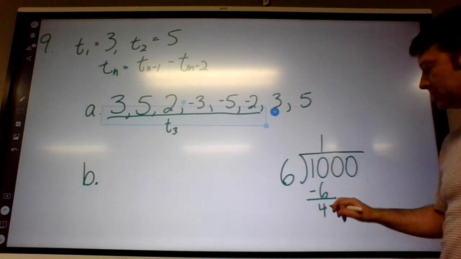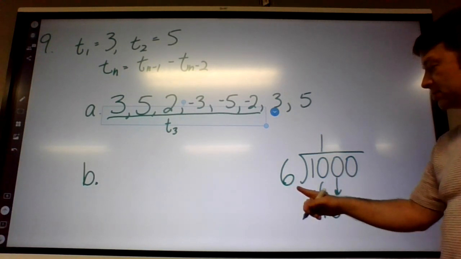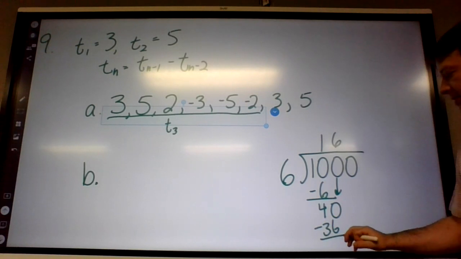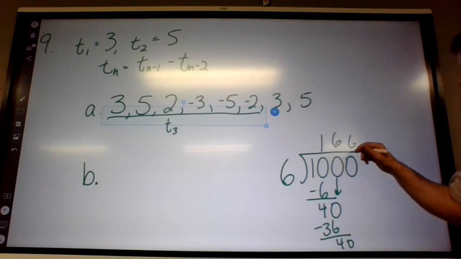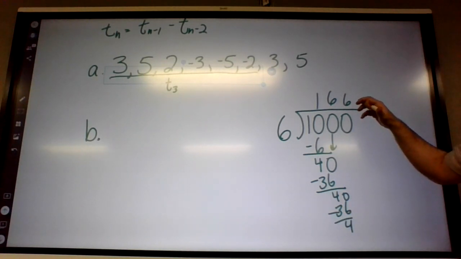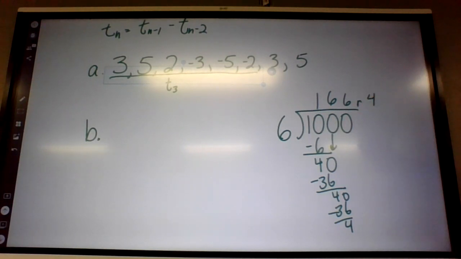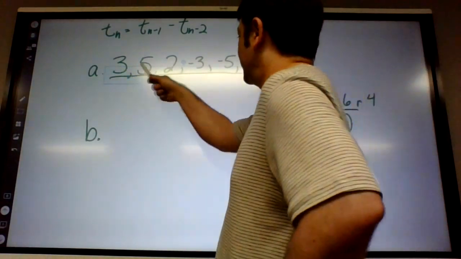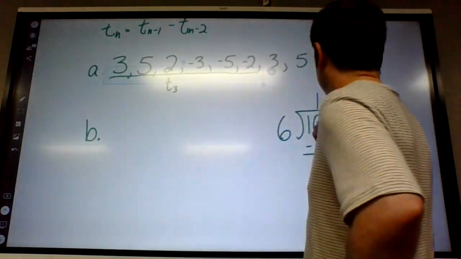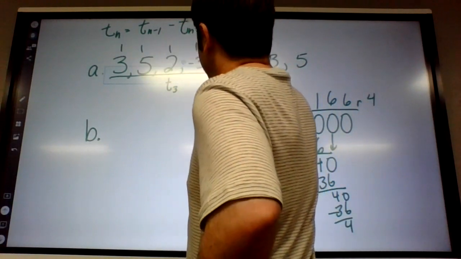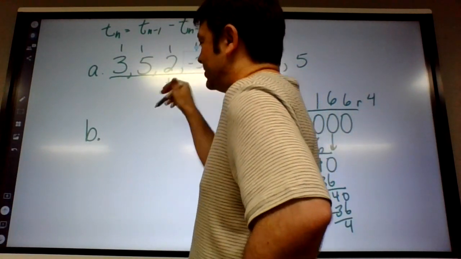When's the last time you guys did this? 6 goes into 40 6 times. And then probably in 5th grade, we put like remainder 4. You guys remember doing that? Which means if you divide 1,000 by 6, we'll have gone through this loop 166 times. And then the remainder tells us plus 4 into the next one. So we would end up at -3.